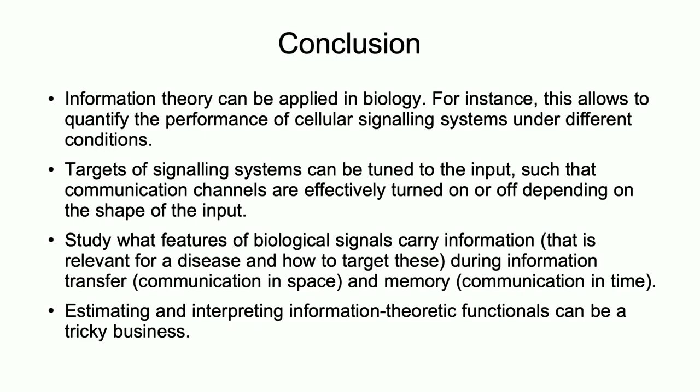We are, of course, studying what features of the input signal are actually information carrying. So we are looking into things like waveform and timing. And we want to look into how these things change in the diseased case. If you have things like cancer, where certain signaling pathways are perturbed or fail, we want to find out exactly what that does to the information processing capabilities of the cell. We also found that estimating these information theoretical quantities can be a very tricky business. Another project we are doing at the moment is only on how to interpret these in a reliable manner, how to estimate this from sparse and noisy data. So that's also ongoing work.